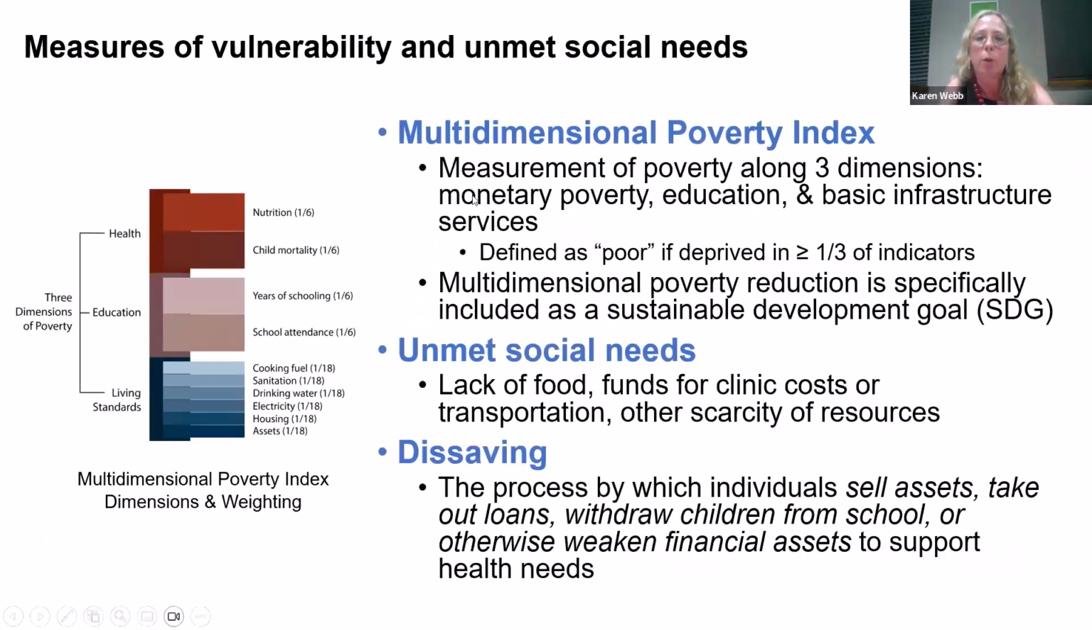So the multidimensional poverty index is a measurement of poverty along 3 dimensions: monetary poverty, education, and basic access to services. We also measured unmet social needs, specifically lack of food, funds, or clinic costs for transportation. And I think it's really important to mention that it wasn't just multidimensional poverty or unmet social needs, but it was also specifically about people's ability to either access or adhere to their HIV care and treatment or TB treatment.